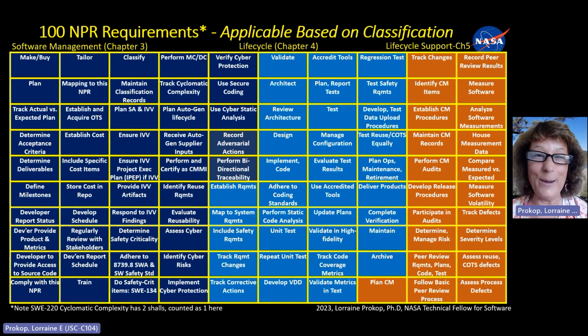This is NPR 7150 on a one-pager. And hopefully that was helpful. I'm going to go on and show you next how all of these go down based on classification.